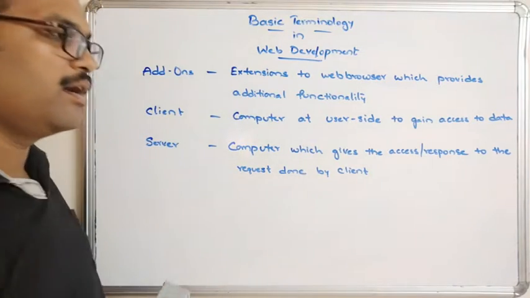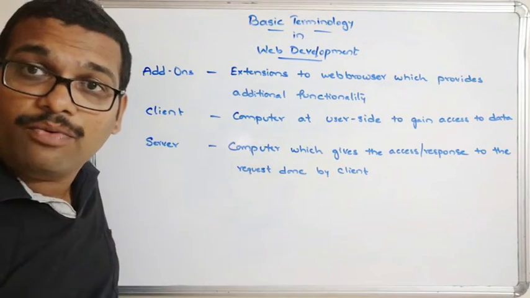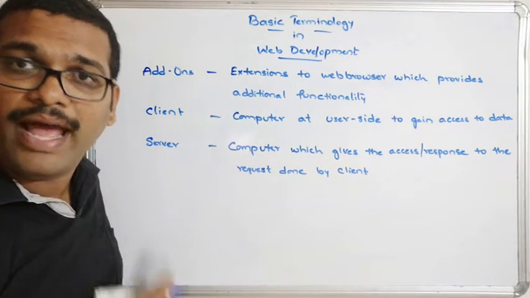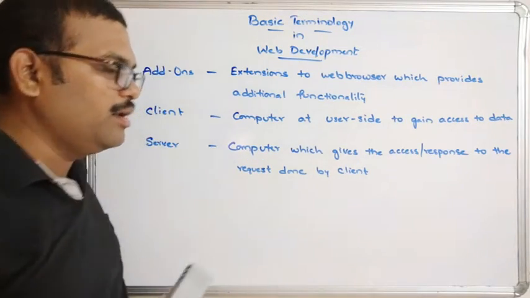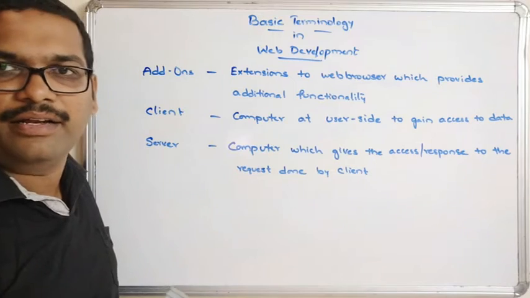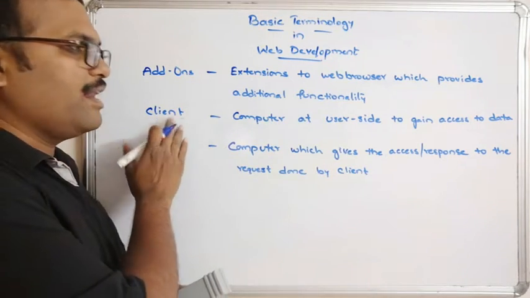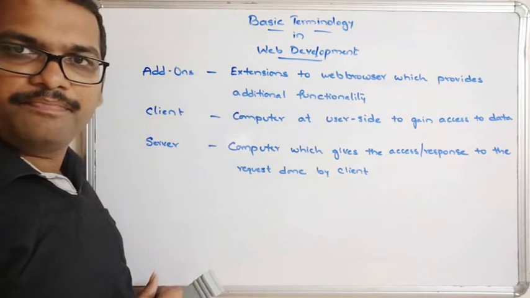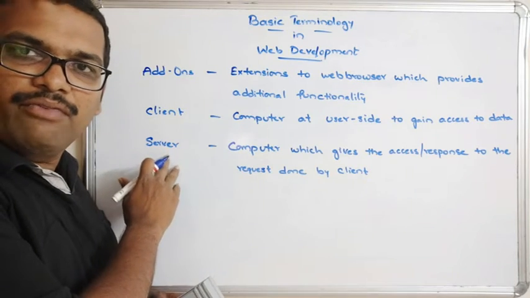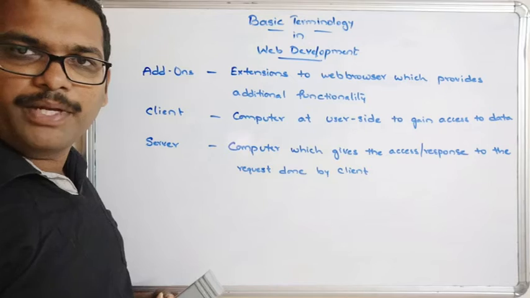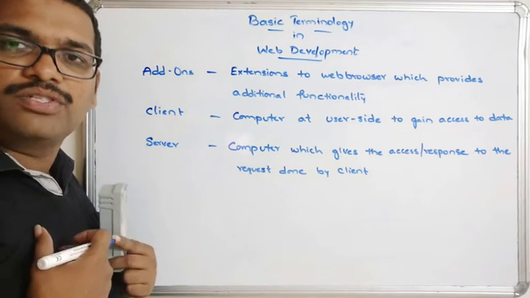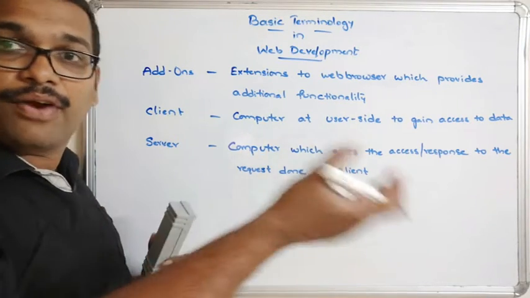Request done by client. So the client will give the request to access the data, and the server will respond to that particular request given by the client. So we call it the client side and this the server side. This server will have web pages, and the client will get access to those web pages. That means ourselves, the user, will access the data from the server itself.